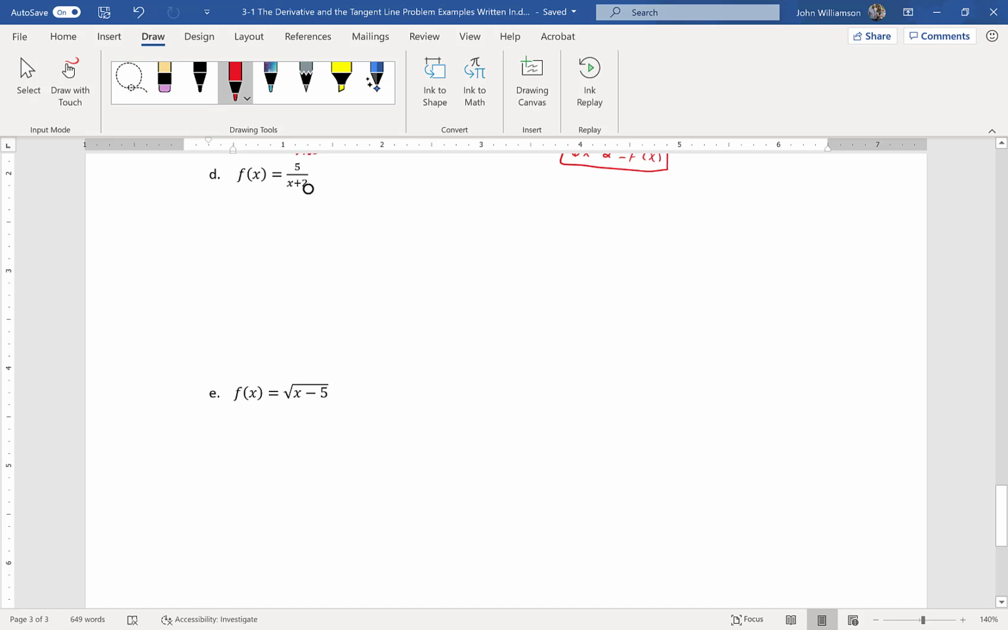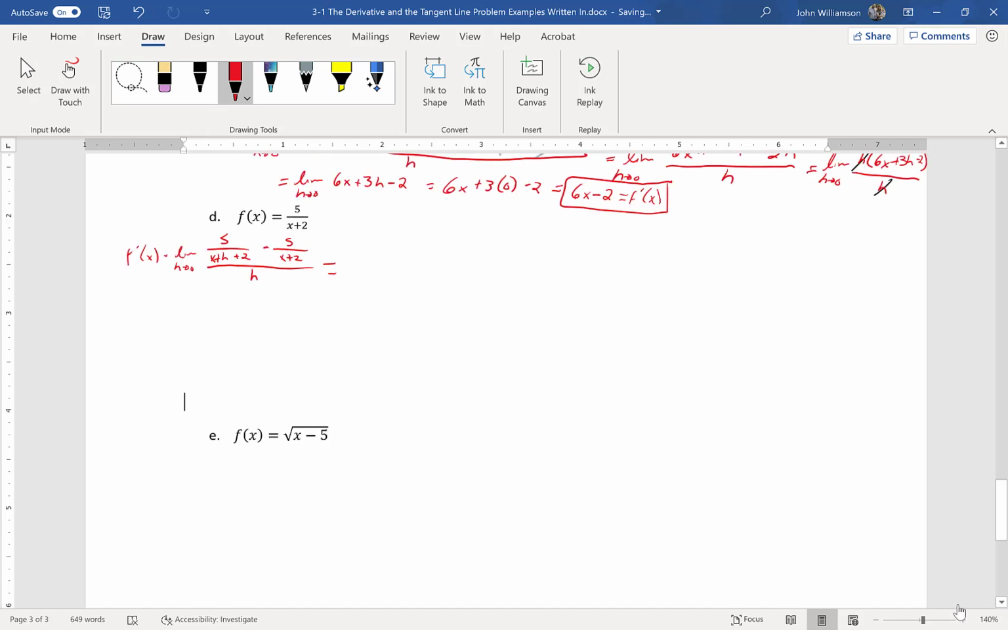Now a fun one. So what if we have a rational function? So f of x equals 5 over x plus 2. Well, we do the exact same thing. So f prime of x equals the limit as h is approaching 0 of 5 over x plus h plus 2 minus 5 over x plus 2 all over h. So where do we go from here? Well, we simplify this complex fraction like you did back in algebra and like you did last week with some of the limits.